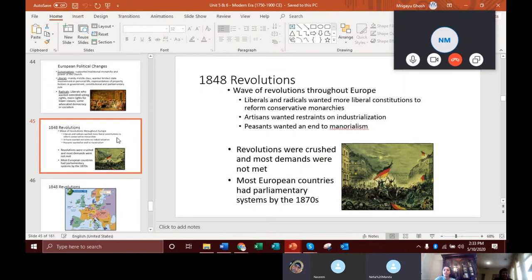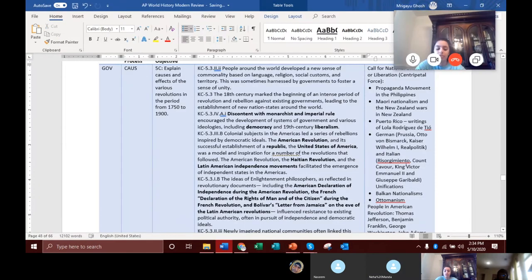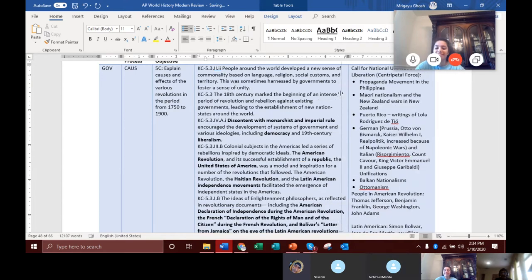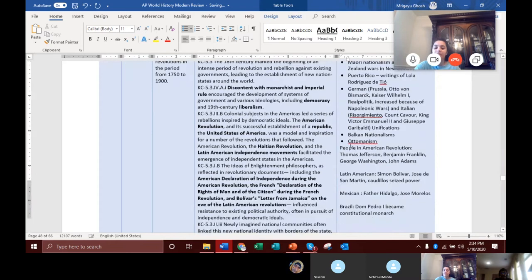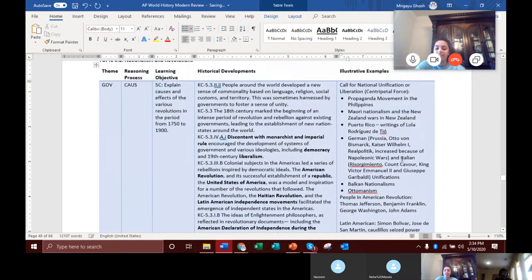So, MG, the German nationalism increased because of Napoleon's wars. Okay. The Napoleonic Wars. Increase. There's so much information here. Oh my god. Because of Napoleonic Wars. Okay. I'm gonna move that over because otherwise it's gonna become difficult to read.